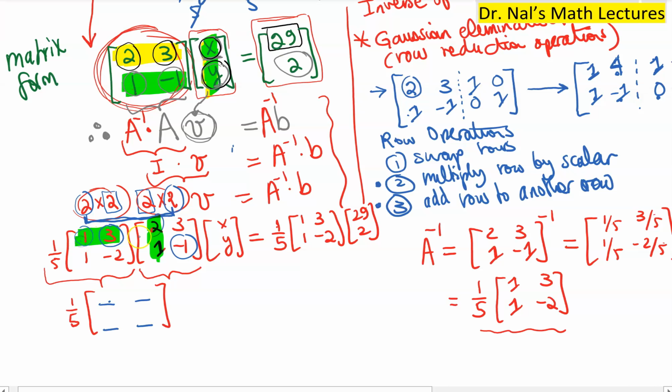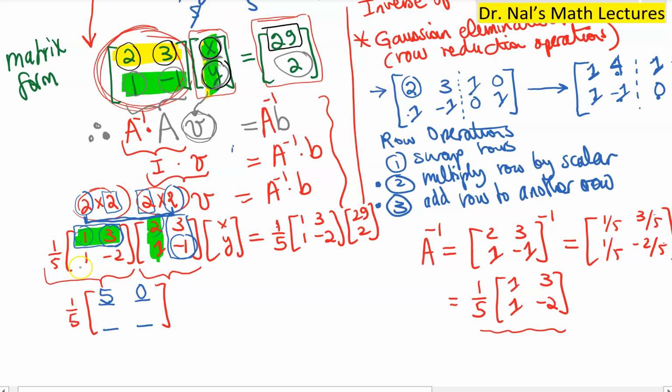So 1 times 2 is 2. 3 times 1 is 3. 2 plus 3 is 5. There you go. Let's do it again. Next is to multiply this with the second column. So 1 times 3 is 3. 3 times minus 1 is minus 3. 3 plus minus 3 is just a 0.